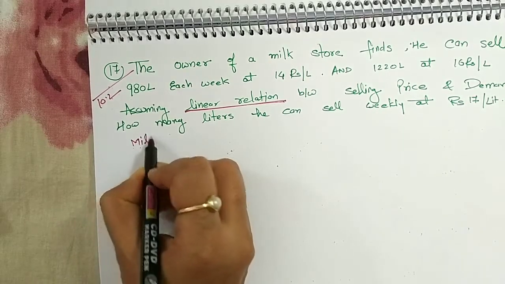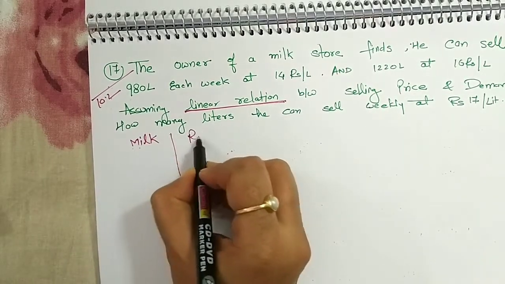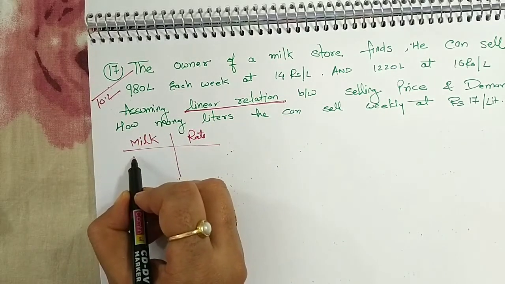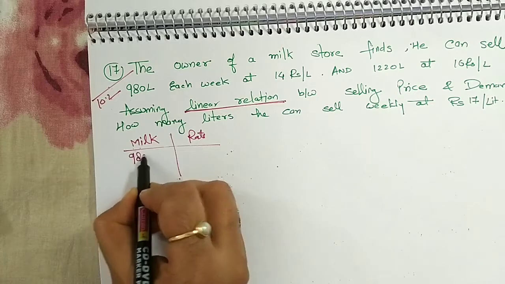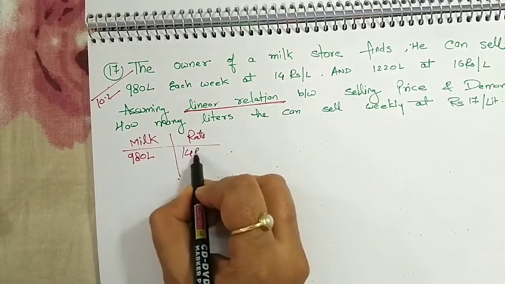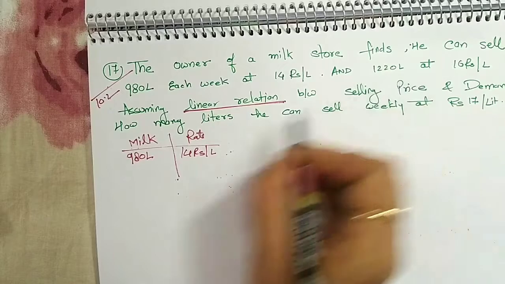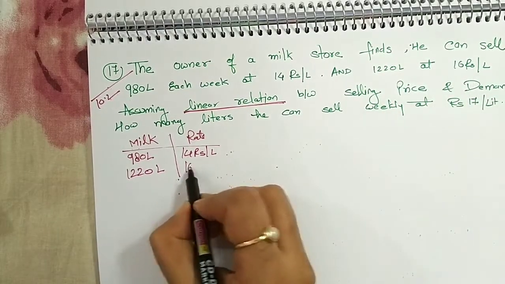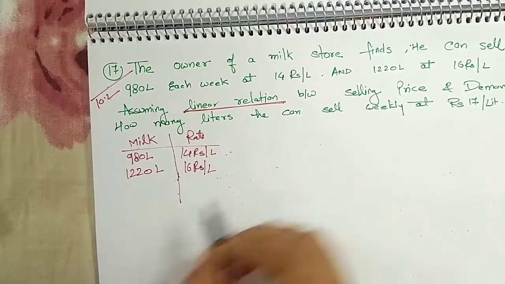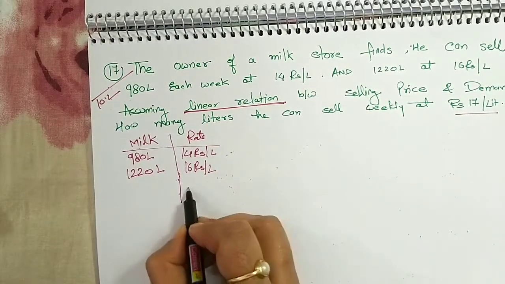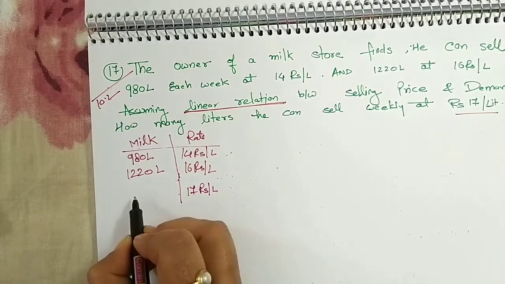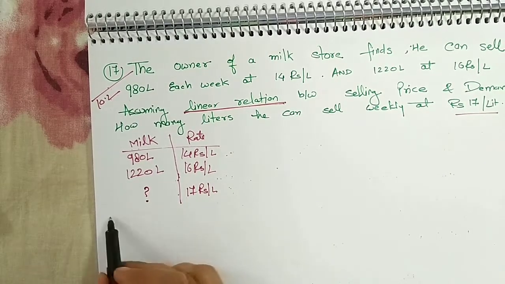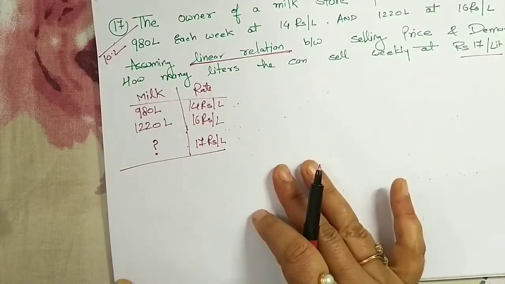Suppose I am writing in tabular form milk, and here I am writing rate. So first, how much milk was he selling? He was able to sell 980 liters at the rate of 14 rupees per liter. And then he was able to sell this much next week at the rate of 16 rupees per liter. And what they are asking is, if he is pricing at 17 rupees per liter, how much milk will he sell? This is the question.